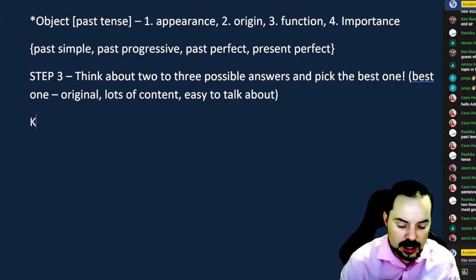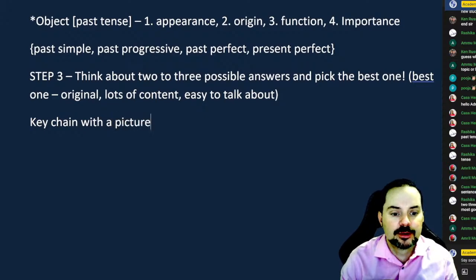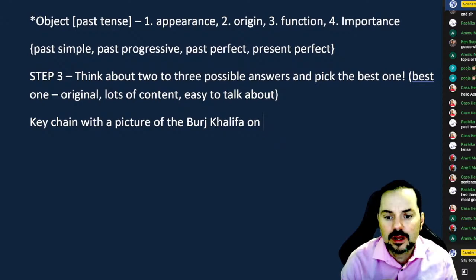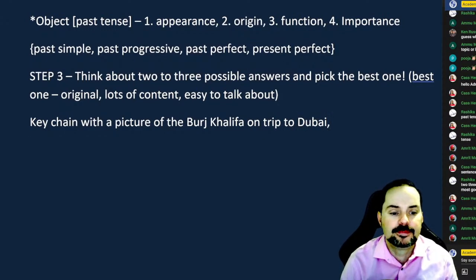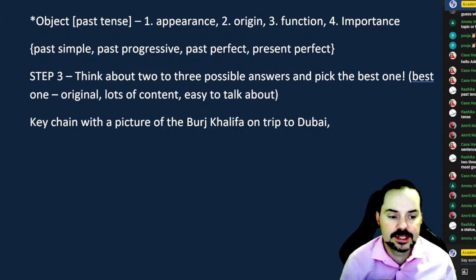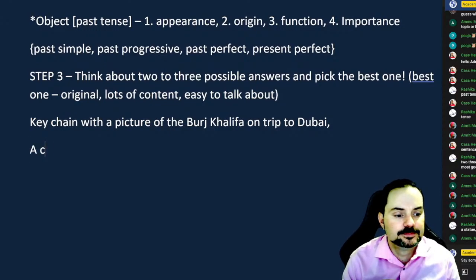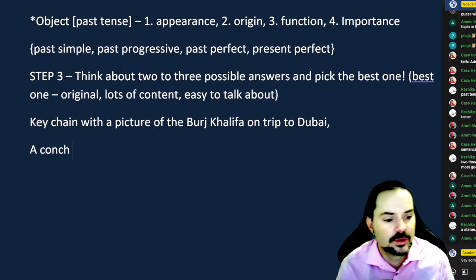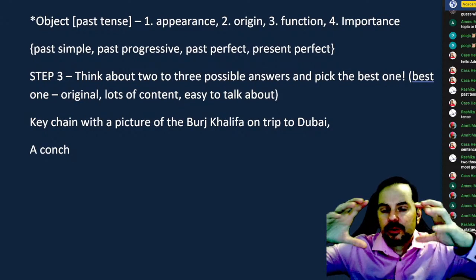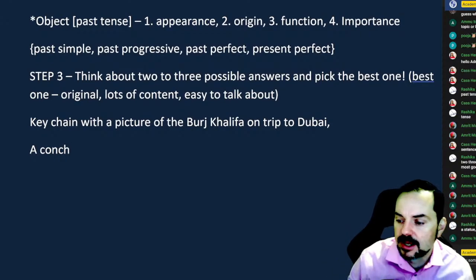Maybe you got a keychain with a picture of the Burj Khalifa on your trip to Dubai. Okay, for example. All right, so here you would just write down keychain. Okay, Amu says seashell. Let's say a conch. Okay, conch is, if you don't know what it is, it's that kind of beautiful big seashell. I think you even have a conch emoji that you can use.